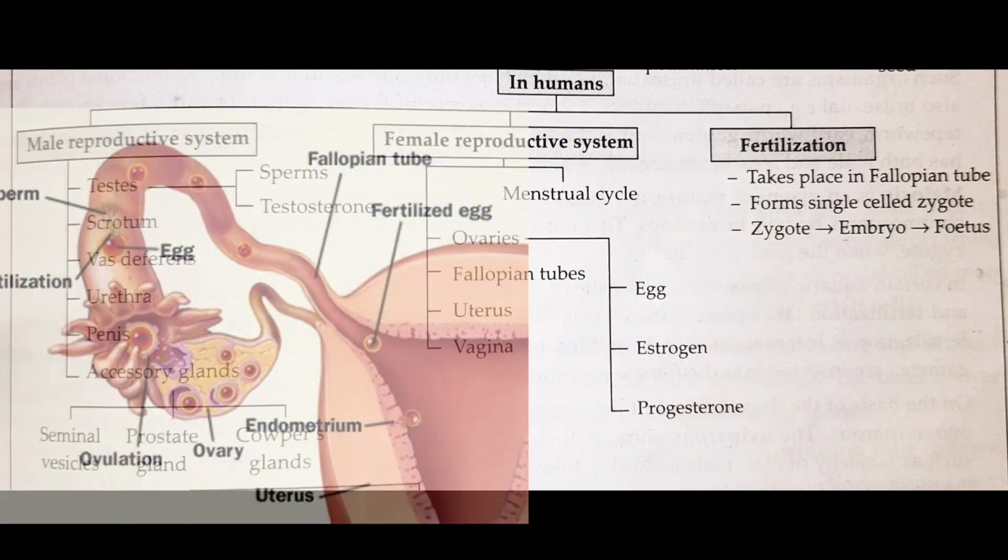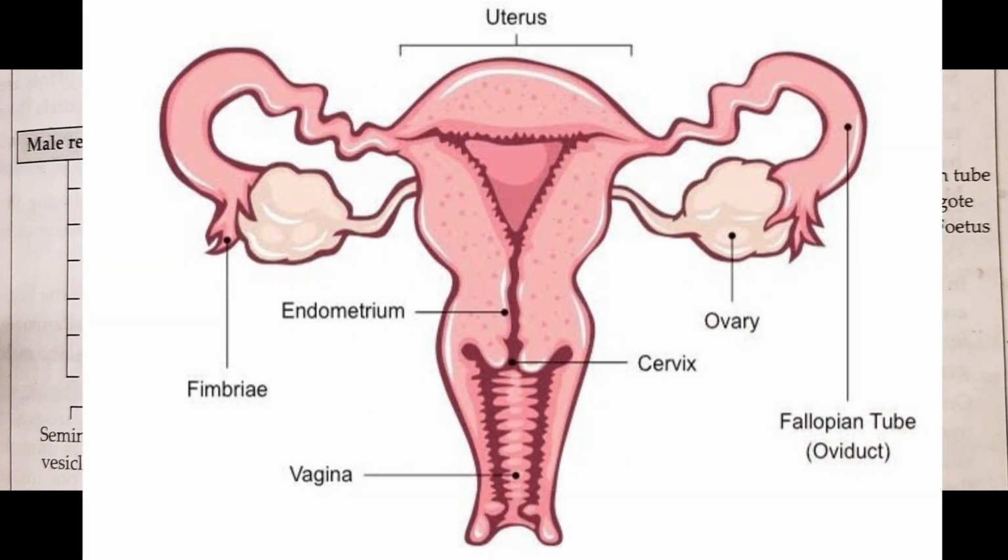Next, uterus. It is a single pear shaped, highly muscular, hollow structure present in the pelvic cavity, lying between the urinary bladder and rectum. Development of fetus occurs inside the uterus, hence it is called womb. The narrower lower part of uterus is called cervix, which leads into vagina.